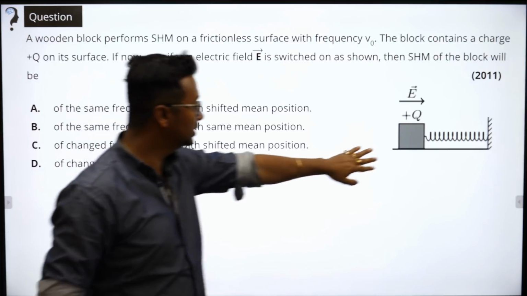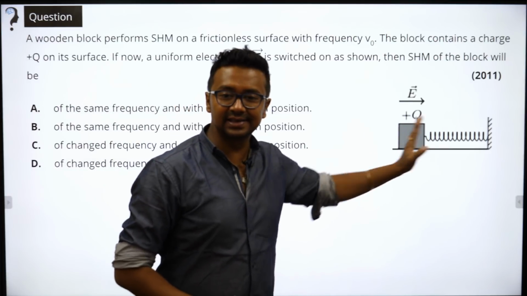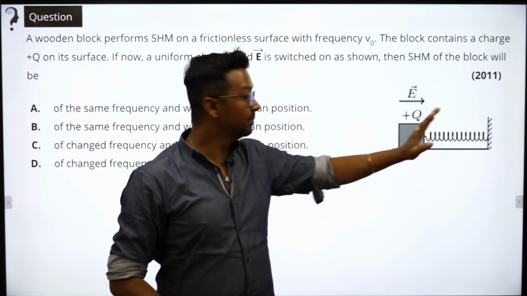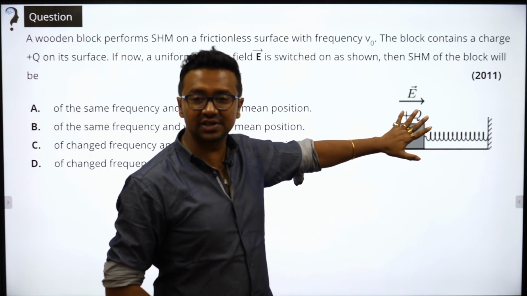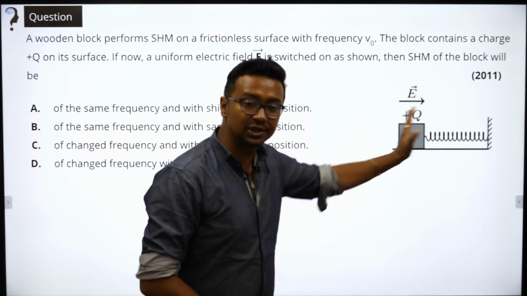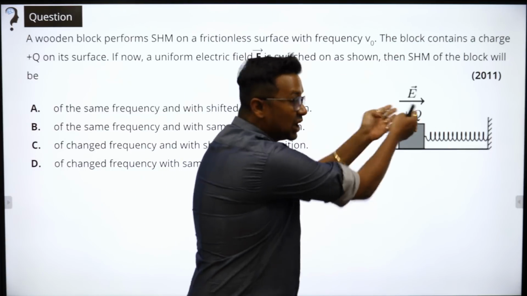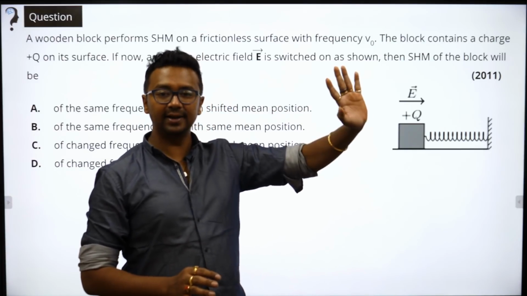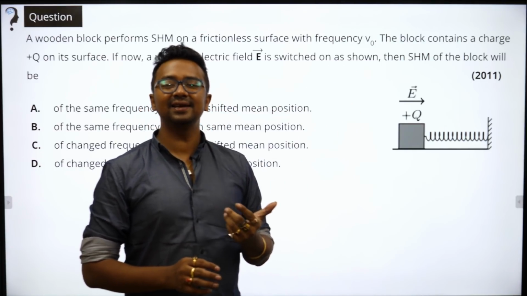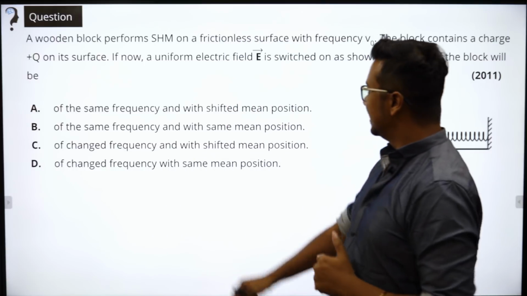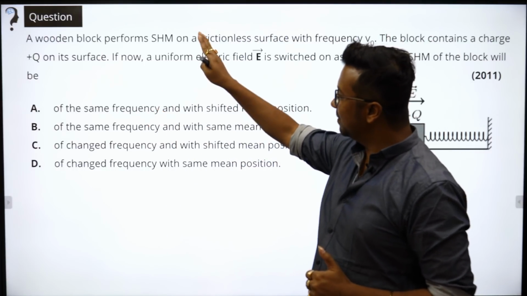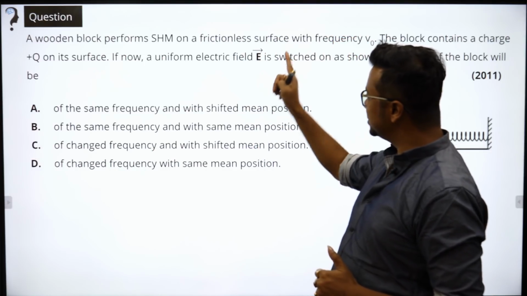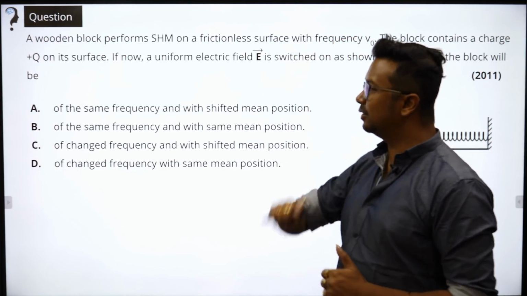There is a wooden block out here. It was executing SHM, even before any charge was given to it. You gave it some charge plus Q. Now they are asking what is going to happen. Is the frequency going to remain the same or is it going to change? Is the location of the mean position going to remain the same or is it going to change?